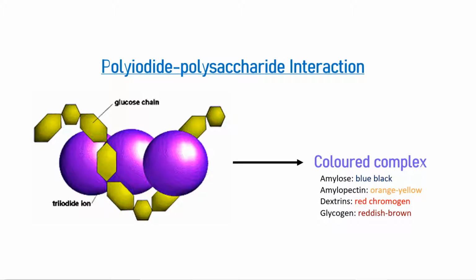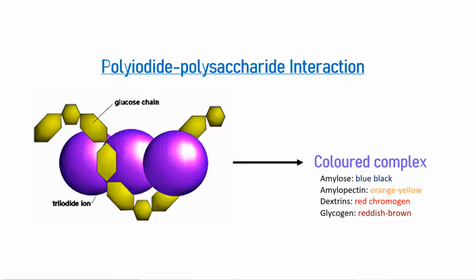The amylose component in starch is responsible for the formation of a deep blue or blue-black color in the presence of iodine, while amylopectin produces an orange-yellow hue. Dextrins form a red chromogen, while glycogen produces reddish-brown color upon contact with iodine.